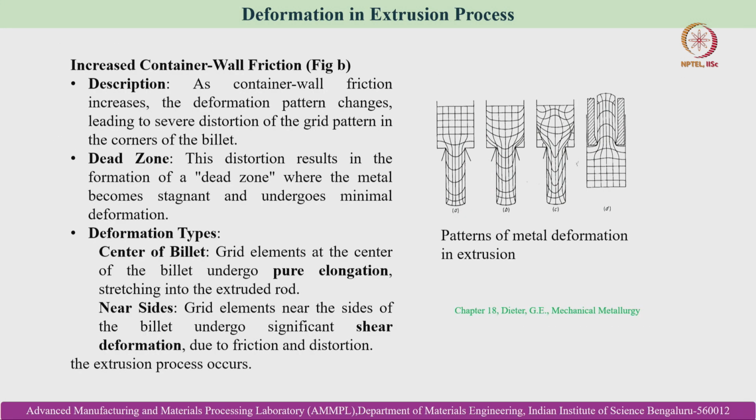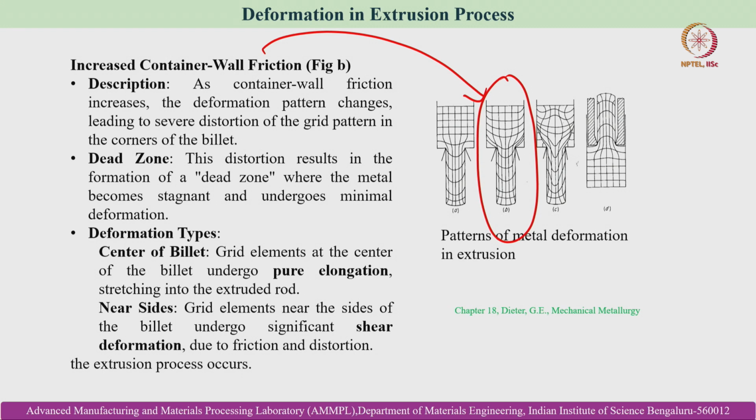So now the next case, that is increased container wall friction. So that means this is a case where the container and the billet interface is not well lubricated. So then the frictional losses are more. As the friction between the container wall and the workpiece billet increases, the deformation pattern changes, leading to severe distortion of the grid pattern in the corners of the billet. So as observed in case of figure B, this is a case where increased container wall friction is showing up.